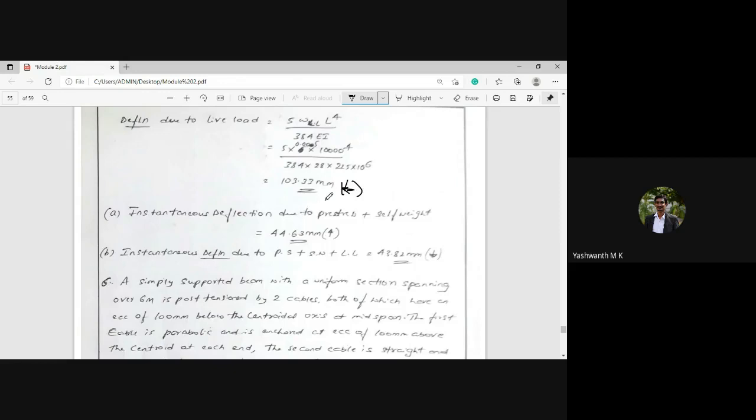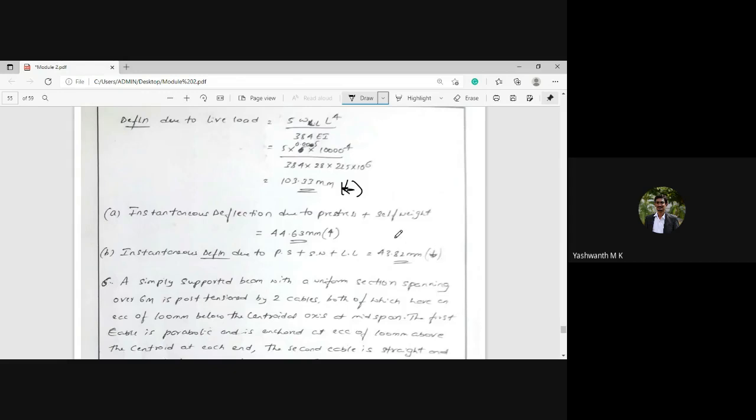you can see the deflection due to live load will be predominant. The net deflection due to pre-stress plus self-weight plus live load, here the downward deflection is predominant, hence we are going to get this notation.